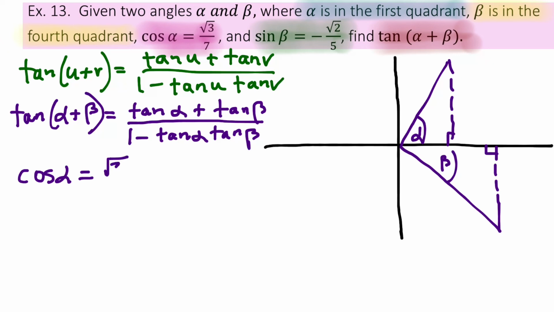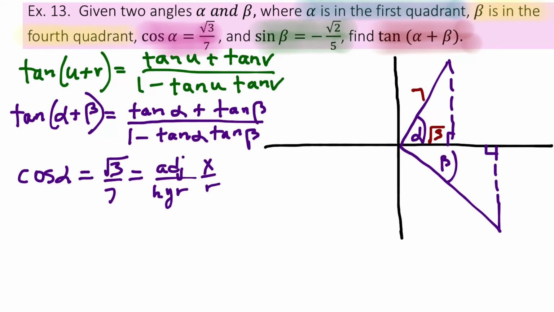Root 3 over 7. So that must mean that root 3 is my adjacent side, and 7 is my hypotenuse. So that would be x over r. All right, so I'm going to put my square root of 3 on my x side and my 7 on my hypotenuse side for the angle alpha.